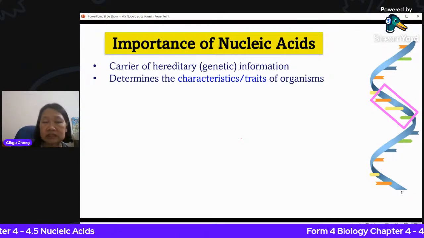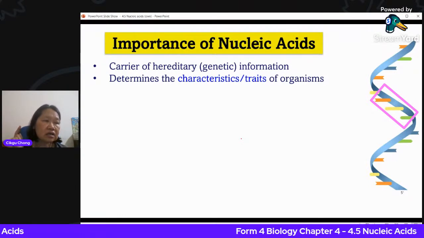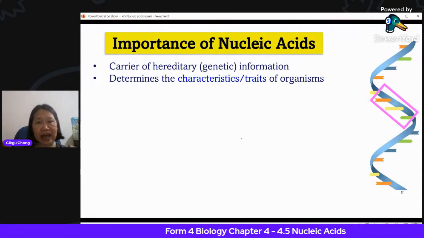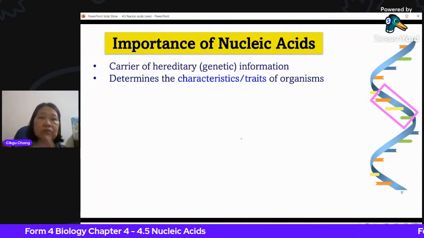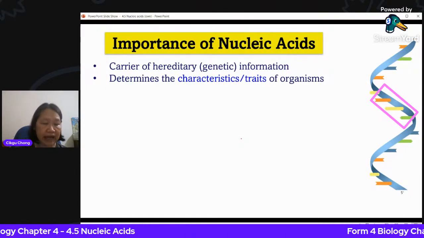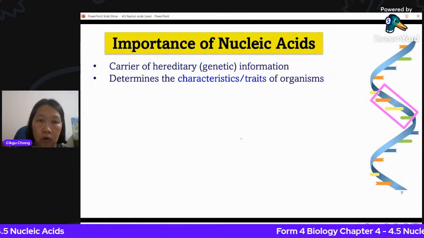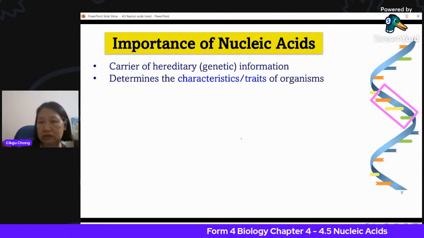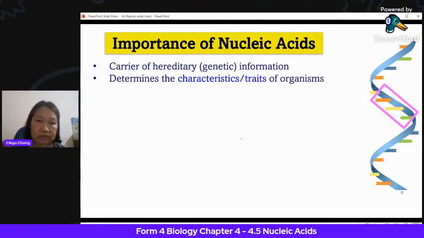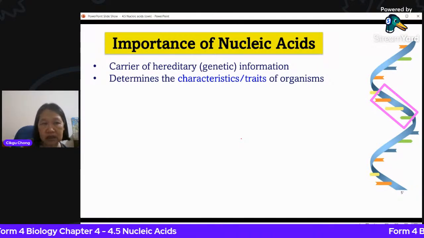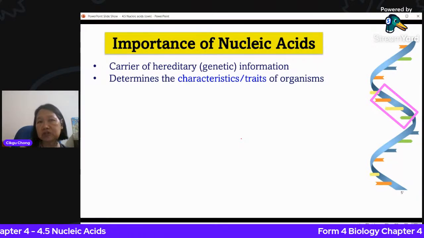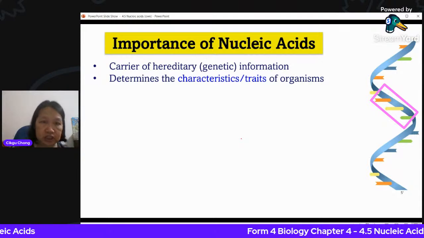So it determines whether you have curly hair or straight hair, whether you have dark skin or light skin, all right? The type of blood you have, whether you are A or B, AB or O. All this is encoded inside your DNA. Okay, and that characteristic is going to be passed down to the next generation.